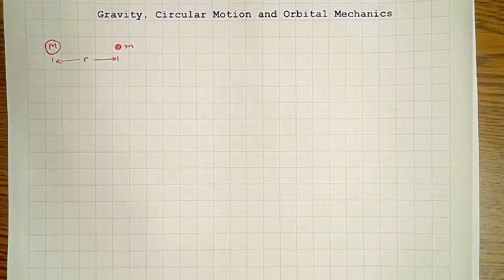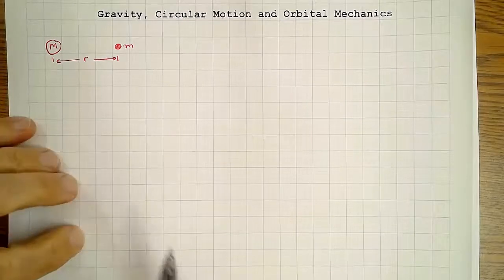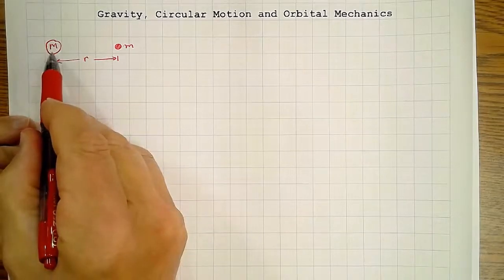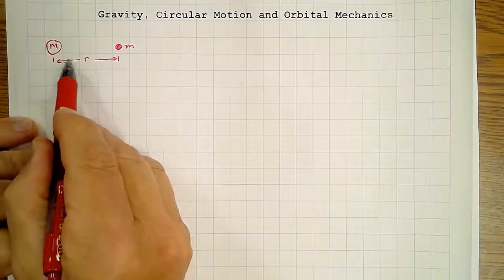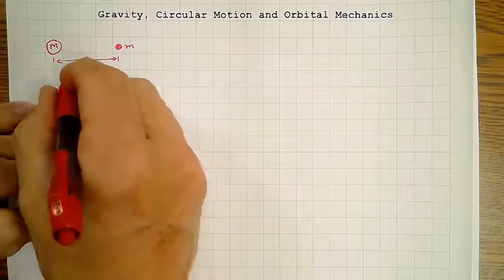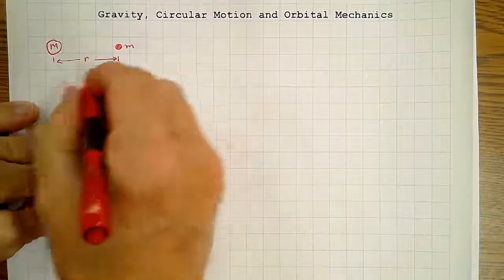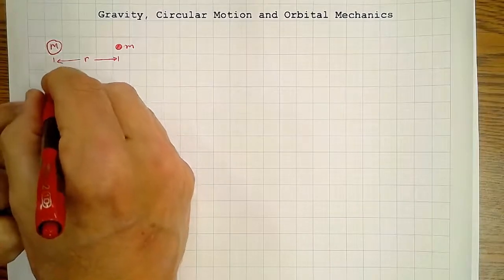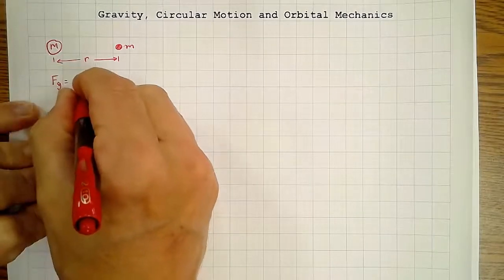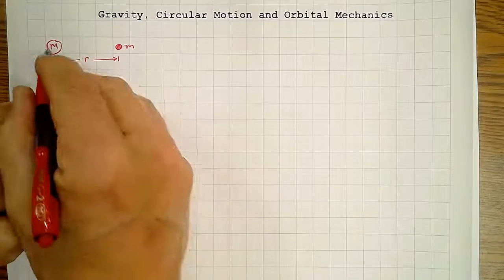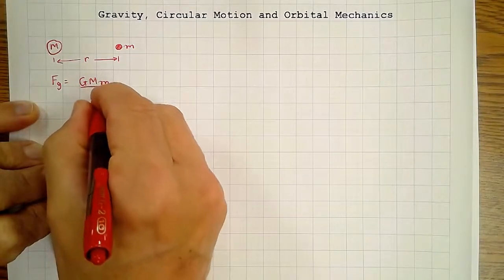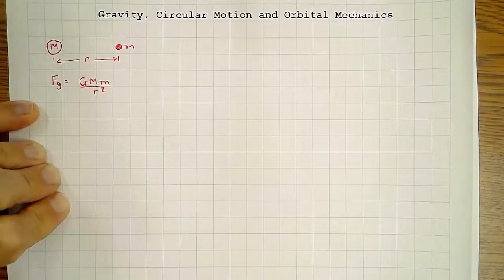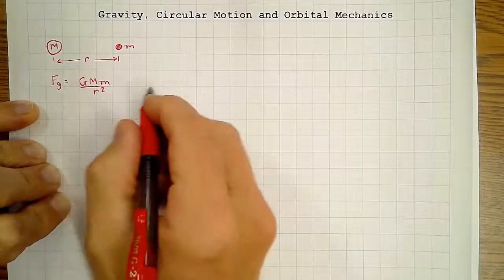So here's a quick summary of the unit. If you have two objects, one mass over here and another mass over there, and the distance between the centers of the masses is r, then we know that the force of gravity, F of g, equals G, the mass of the object on the left, the mass of the other object, divided by the distance between their centers squared. So this is called Newton's law of gravity, or the universal law of gravity.